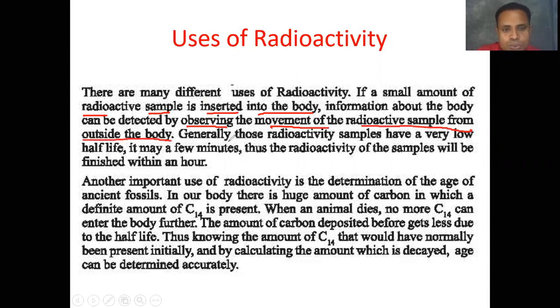Generally, those radioactive samples have a very short half-life. It may be a very few minutes. Thus, the radioactivity of the samples will be finished within 1 hour. So, this is one of the uses in medical science: we can get information from inside the body from outside the body.